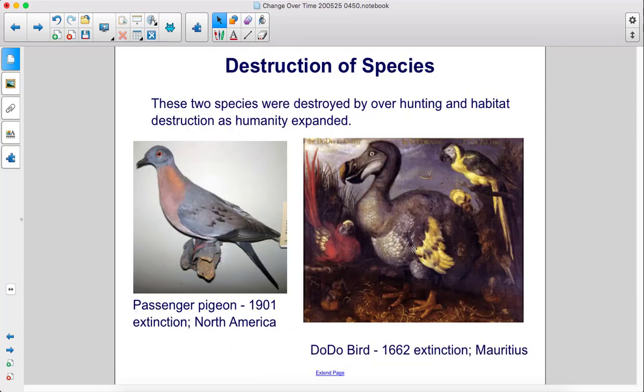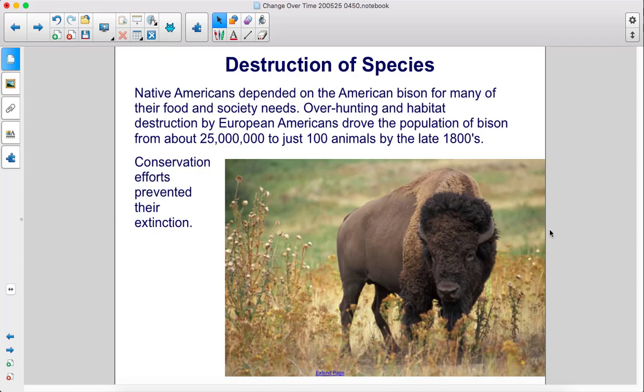These two species, the passenger pigeon and the dodo bird, were destroyed by overhunting and habitat destruction as humanity expanded. Native Americans depended on the American bison for many of their food and society needs. Overhunting and habitat destruction by European Americans drove the population of bison from about 25 million to just 100 animals by the late 1800s. Conservation efforts prevented their extinction.